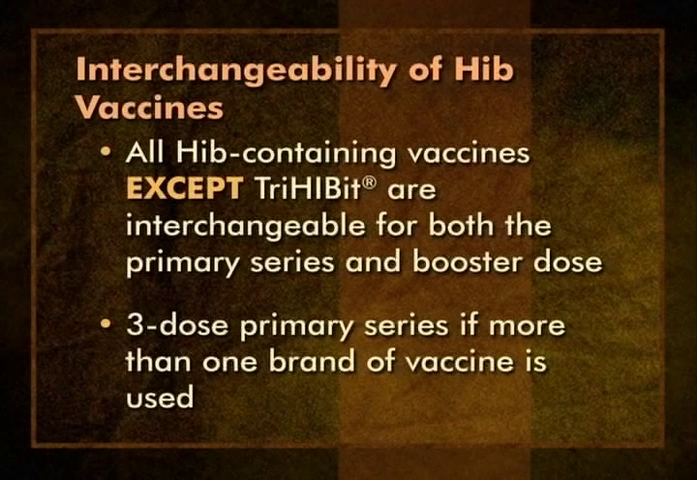Here, though, is the caveat. 3 doses should be given as the primary series if more than one brand of vaccine is used. In particular, if Merck's vaccine, PVAX Hib, is given in a series with ACT Hib, the child should receive 3 doses and a booster, not 2 doses and a booster. This recommendation seems to cause some confusion. And it's important that you're clear on this because this will be a common situation if one brand of Hib vaccine is in short supply or not available.